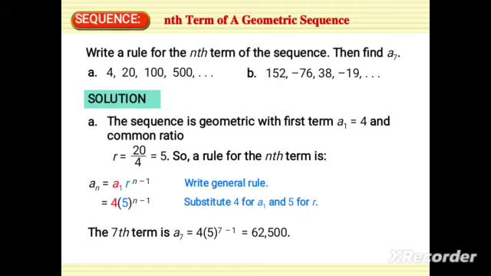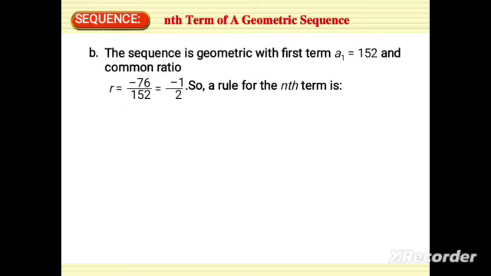And so what we do here to get the seventh term, we just substitute n with 7 in the nth term, and now our answer is 62,500. That is part A.